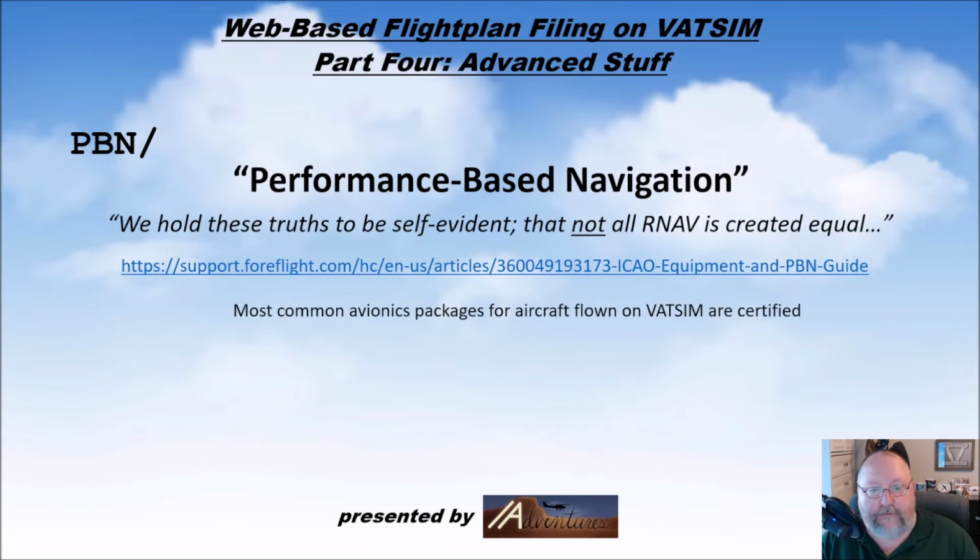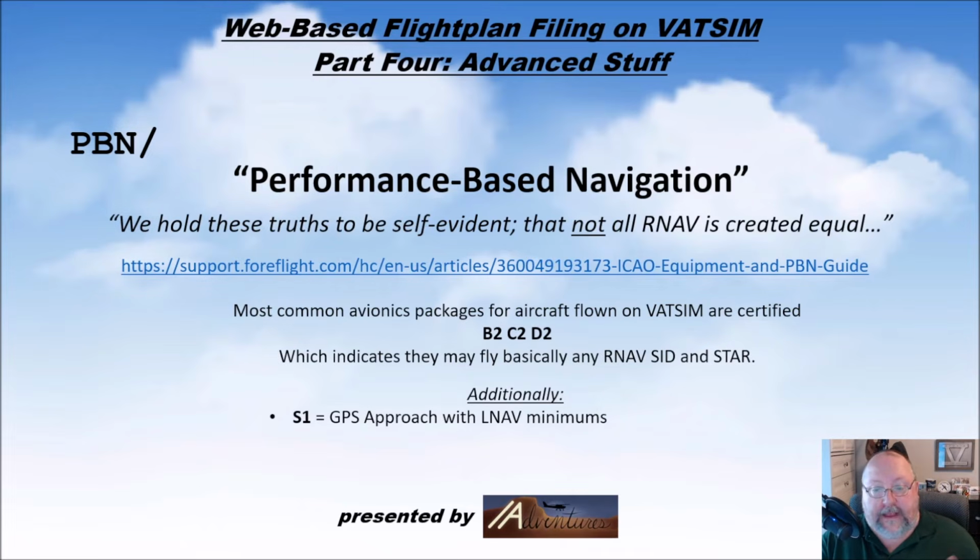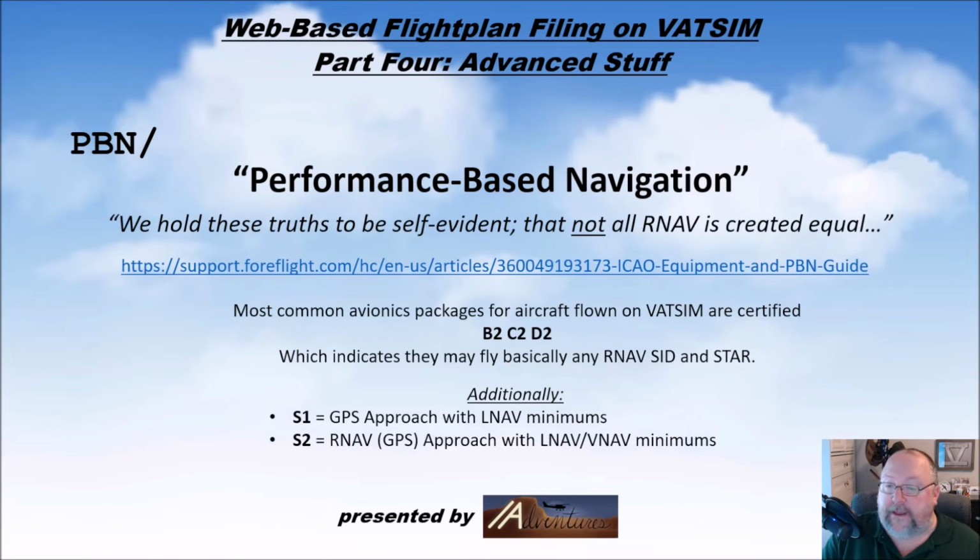Now, most common avionics packages for aircraft flown on VATSIM are certified B2, C2, and D2. If you want the details on what all that translates to, you can go ahead and hit that link up there. I'll put it in the video description for you as well. But it basically indicates that your aircraft is capable of flying an RNAV SID and an RNAV STAR. Additionally, the S1, if you put that, indicates that you're able to do a GPS approach with LNAV minimums. And S2 indicates that you're able to do an RNAV GPS approach with LNAV and VNAV minimums.